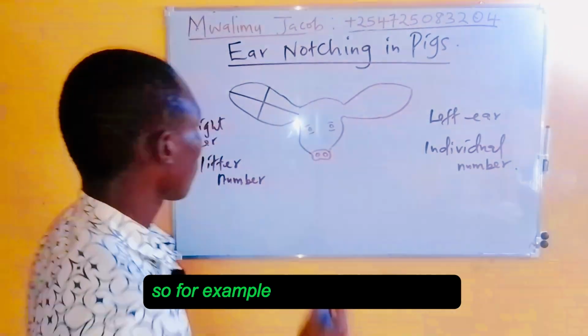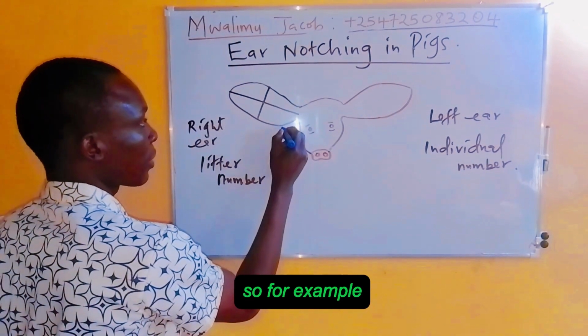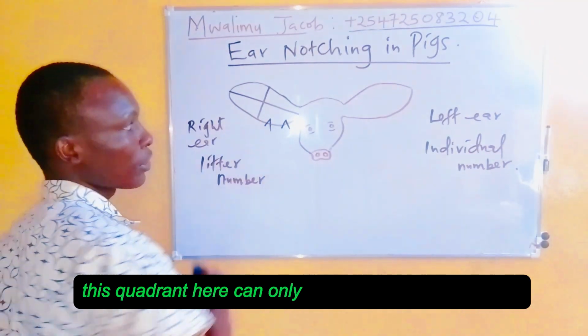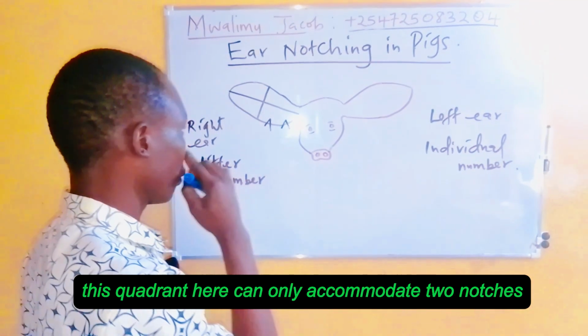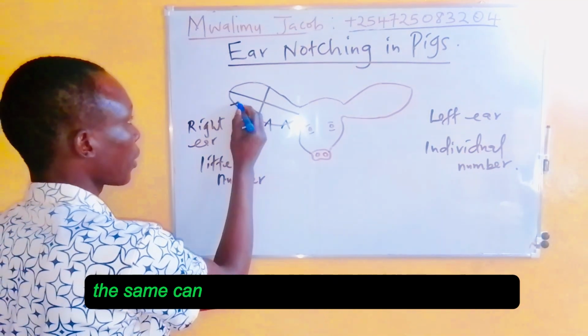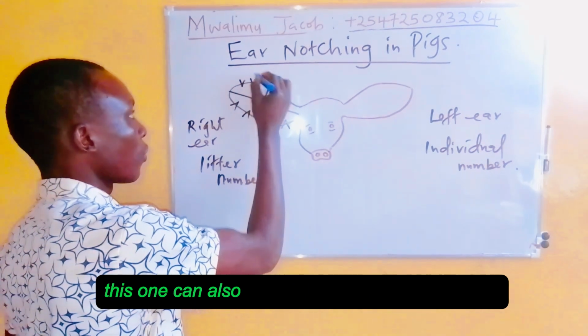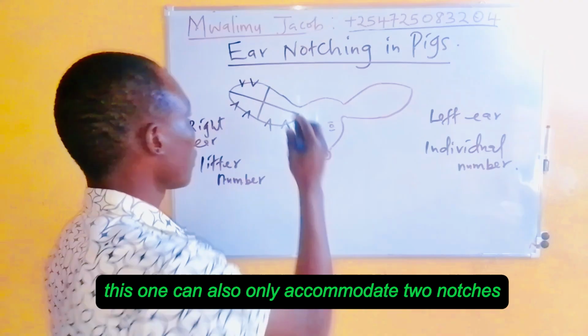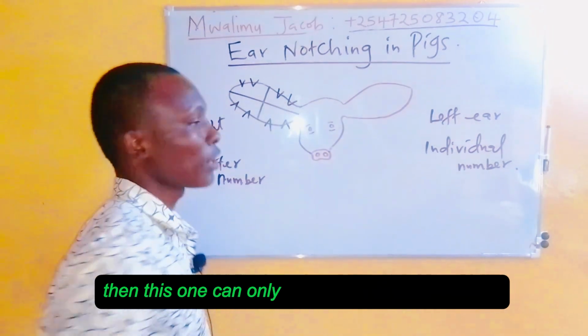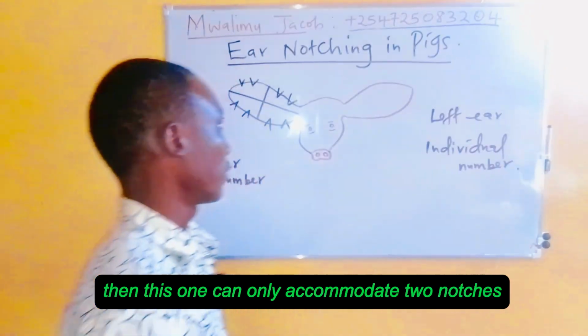So for example, we will start from here. This quadrant here can only accommodate 2 notches. This one, the same, can only accommodate 2 notches. This one can also only accommodate 2 notches. Then this one can only accommodate 2 notches.